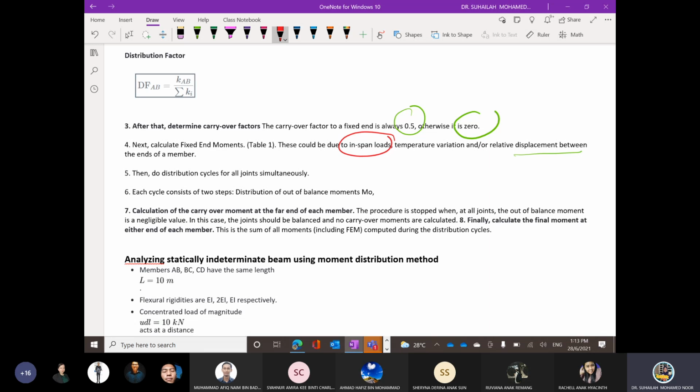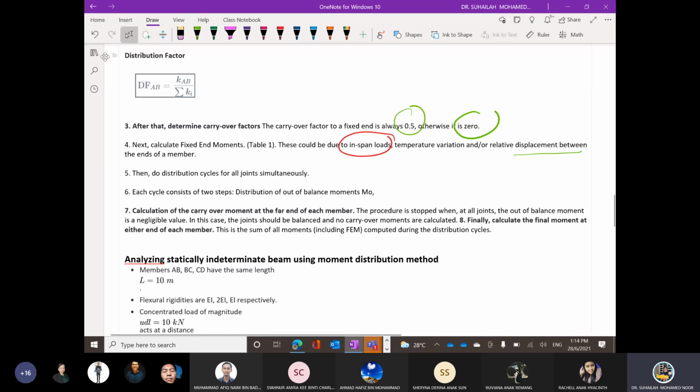And then we need to do the distribution cycle for all joints simultaneously. The process in the table will be done simultaneously, cycle by cycle. Start from distribution, and then we continue with carryover, and then we repeat the process again and again, until the value in the table reaches 0.